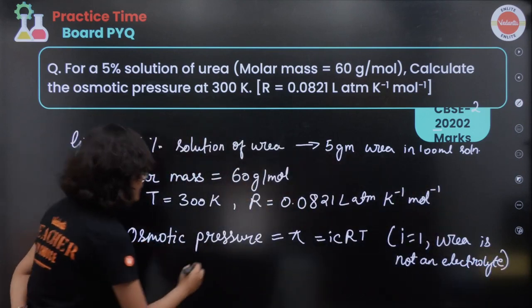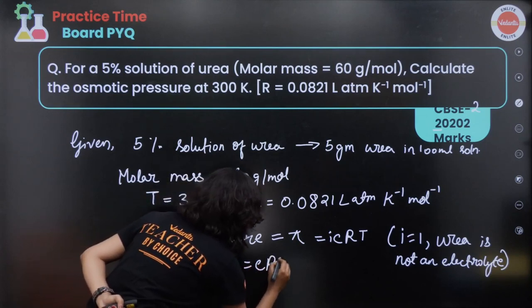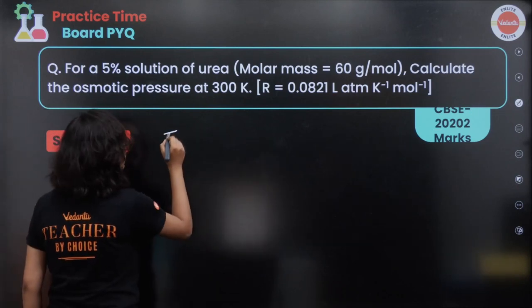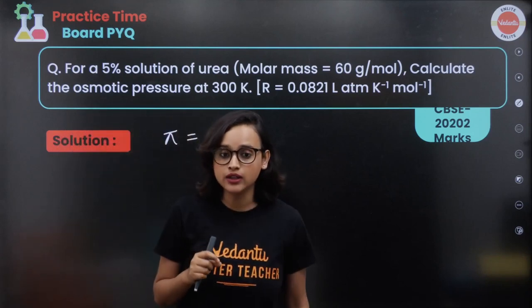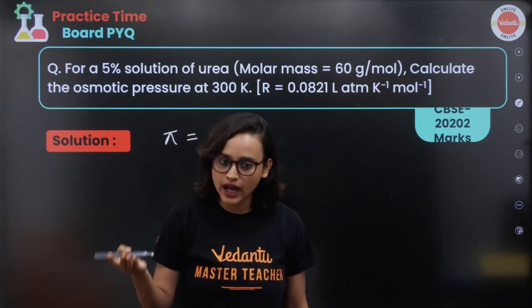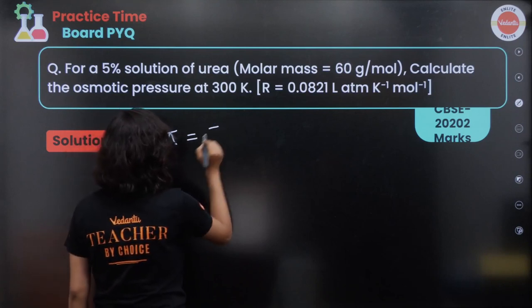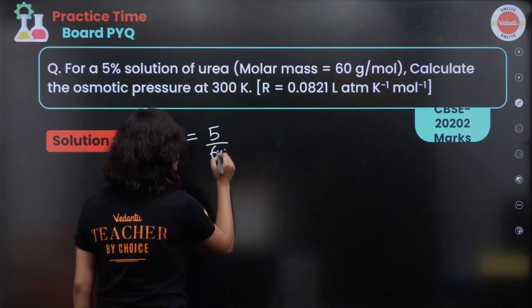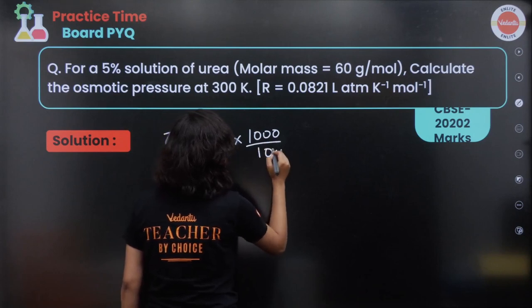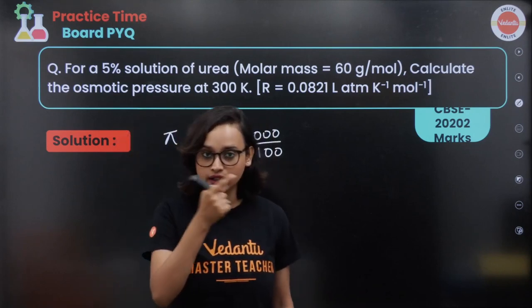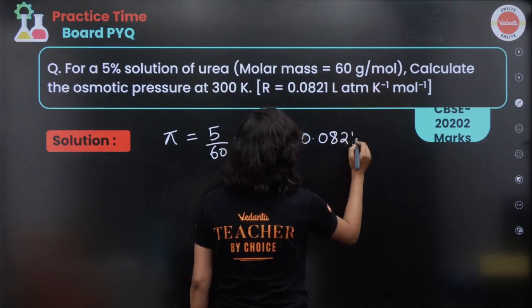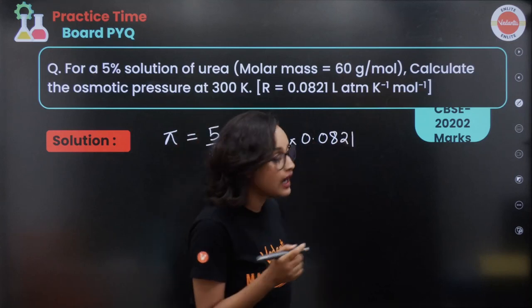So iCRT means we can write pi is equal to CRT. Since there is no space, I'm going to the next page. So pi is equal to 5 divided by 60, into 1000 divided by 100. Not only that, we also write the R value, into 0.0821, into 300.